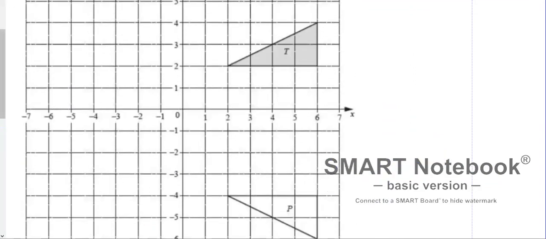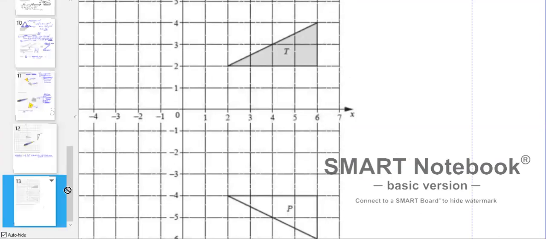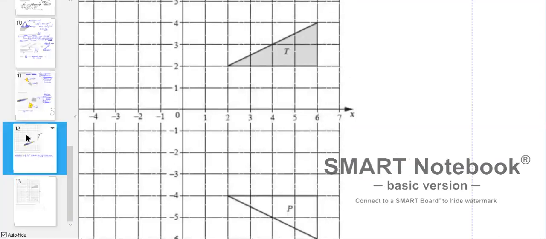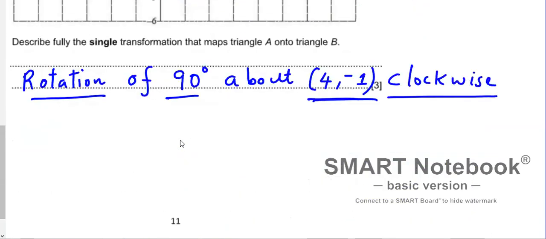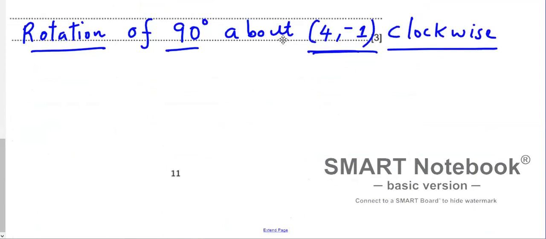This question here. How many questions are left? Oh, wow. Only one question left. Right, thank you. So that is done. Rotation of 90 degrees about 4 clockwise. All right.